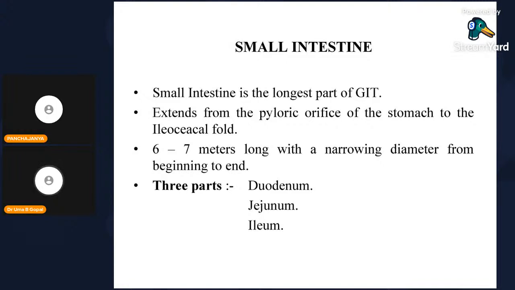Actually, according to Chaurasia, 6 meters length. In other textbooks, it is given 6 to 7 meters. You write 6; if there is no option of 7, you can go for 6. If there is no option of 6, you can go for 7. Okay. Longest part of GIT, 3 parts: duodenum, jejunum, and ileum.